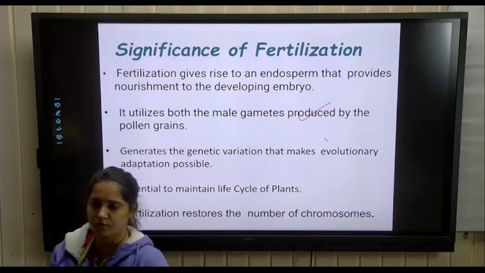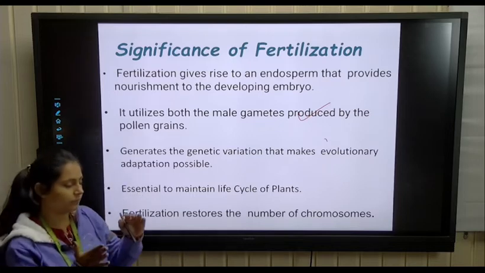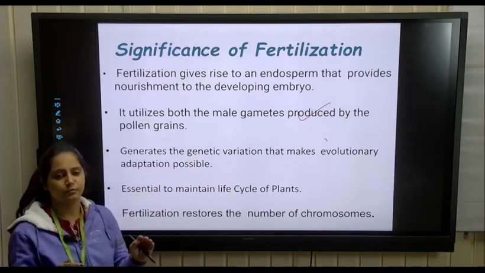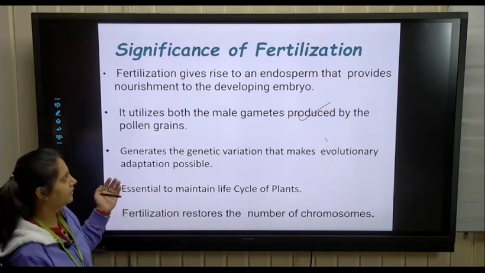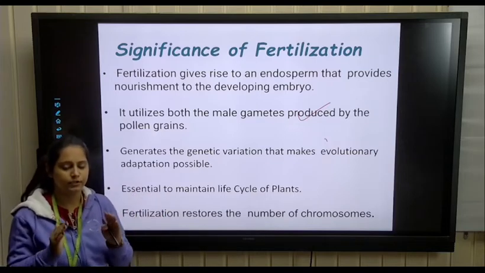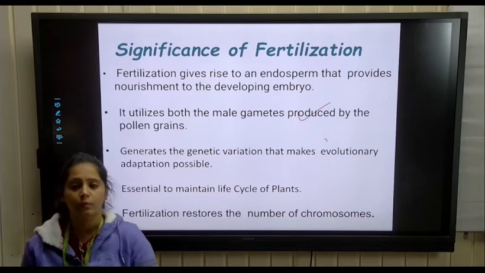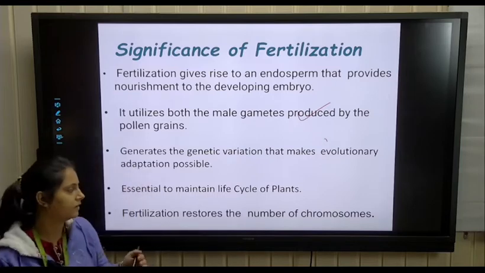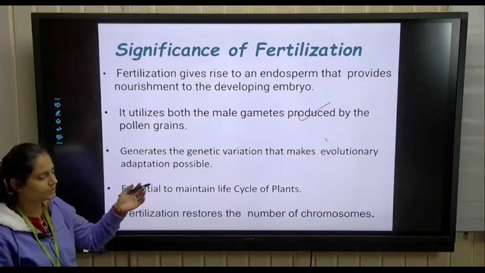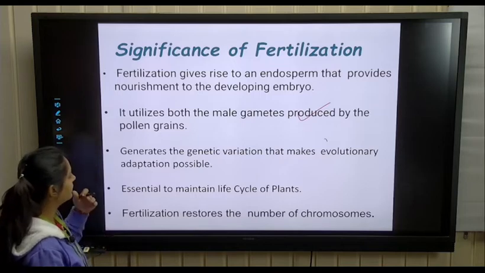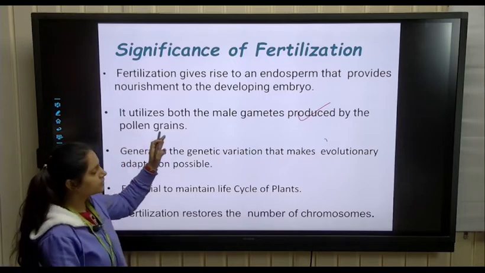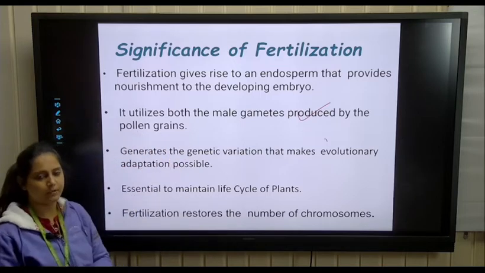Just as in the case of humans the womb of the mother provides nourishment to the baby, in the same way in plants there is a tissue known as endosperm which provides nourishment to the developing embryo, which further generates seed. And the next thing is this process utilizes the male gametes, that is pollen grains.